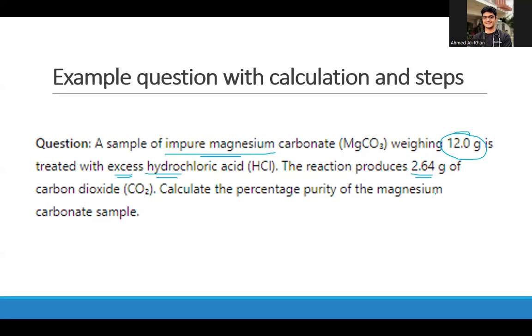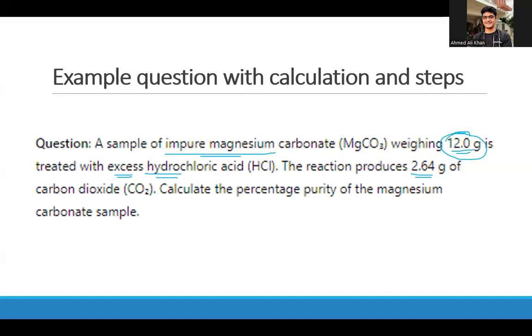Calculate the percentage purity of the magnesium carbonate sample. So you have 12 grams of magnesium carbonate in inverted commas, quote unquote. So you don't have a pure sample. Inside this block of magnesium carbonate, there are a lot of impurities. Maybe there is dust inside it, maybe some other minerals mixed in between. So we need to calculate the percentage purity.